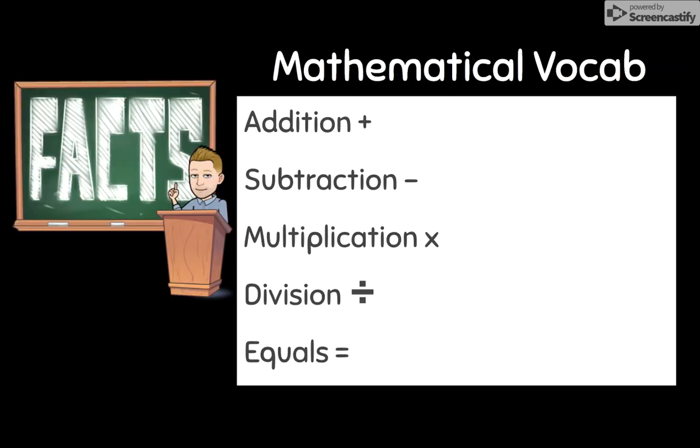Alright, if you said addition, subtraction, multiplication, division, you nailed it. And you can see the symbols that we use next to the word. So for addition, we have a plus or a cross. For subtraction, we have a dash. For multiplication, we have an X. And for division, we have a line with a dot below and a dot above. And for equals, we have two parallel lines.